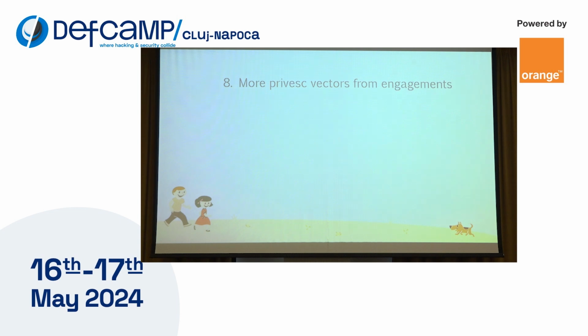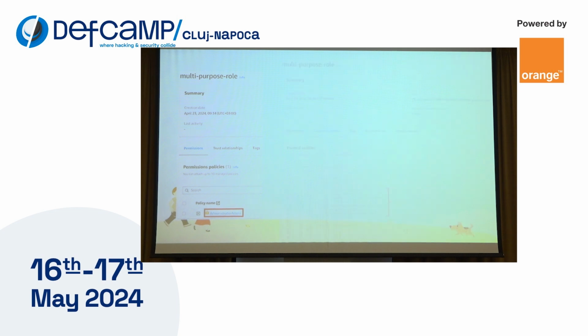Well, here are two more examples from our engagement. We had this role, which was something like a multi-purpose role that has a permission access policy. So this role had full administrator permissions in AWS, and the role can be passed or assumed by 7 services, some of them including well-known privilege escalation vectors.